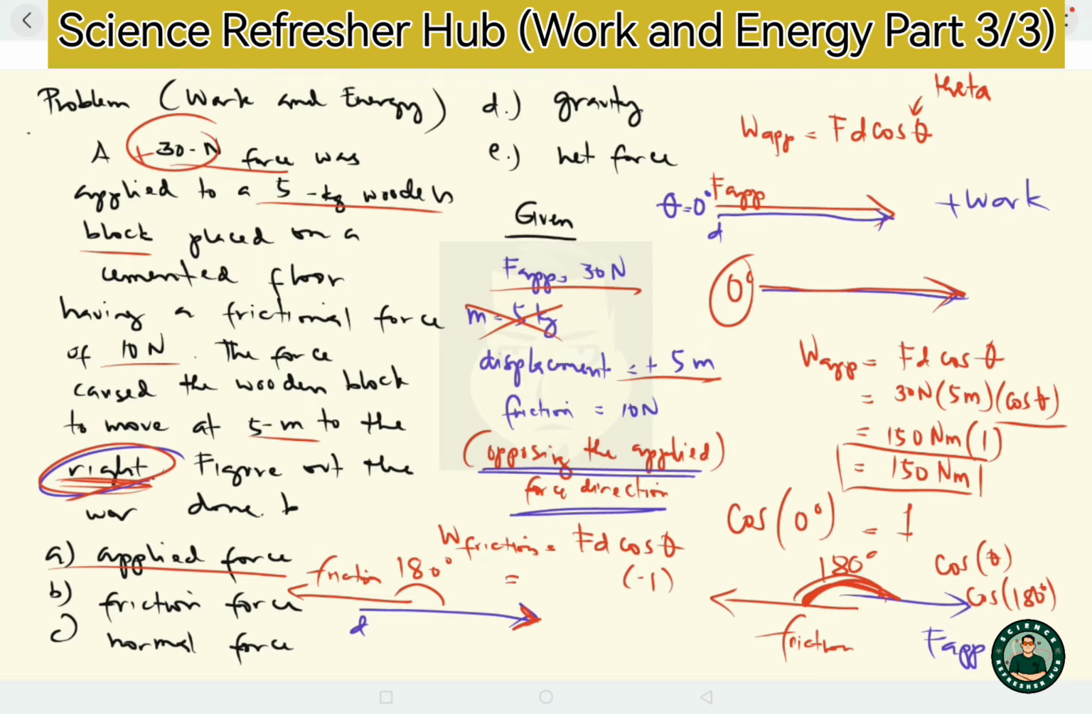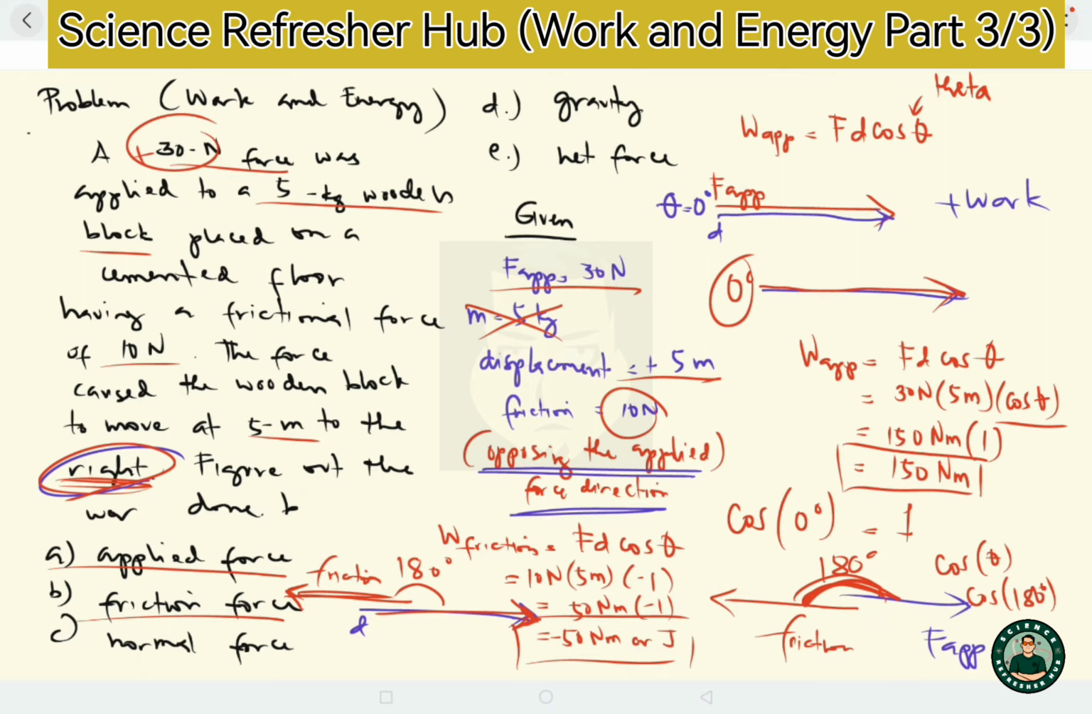The work done by friction is 10 Newton multiplied by the displacement of 5 meters. The answer will be 50 Newton meter times negative 1, that's negative 50 Newton meter or joule. So the answer is negative. It makes sense. It's a negative work because the direction of the force is opposite to the direction of displacement. So it's a negative work, right? So we're done with the friction force.